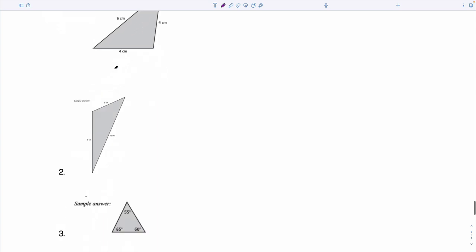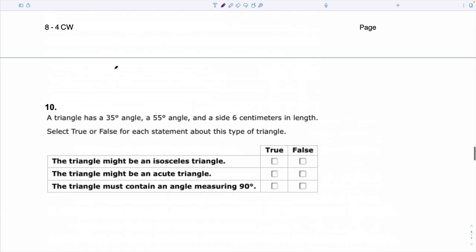I don't have answers for this, so you're going to work with a partner. Ignore the answers that you do have because those are wrong. We have 6 minutes. Stay in your elbow partners.